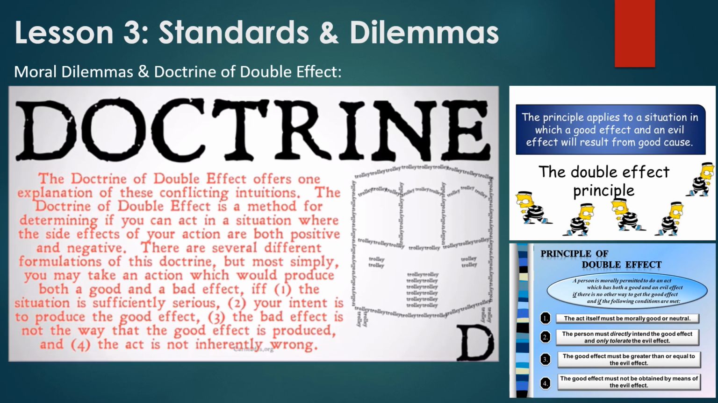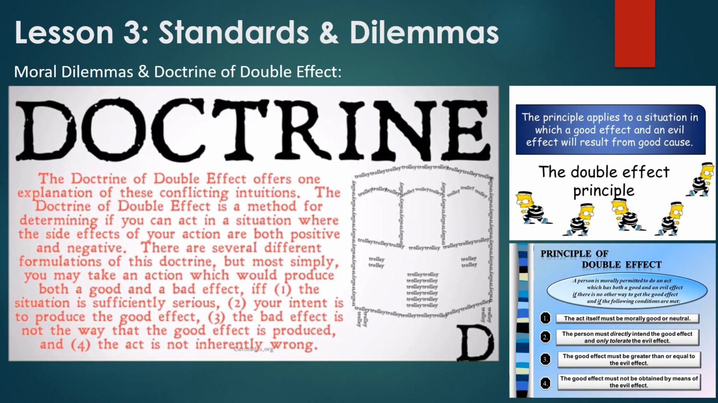The doctrine of double effect is a method for determining if you can act in a situation where the side effects of your action are both positive and negative. There are several different formulations of this doctrine, but most simply, you may take an action which would produce both a good and a bad effect if and only if the situation is sufficiently serious, your intent is to produce the good effect, the bad effect is not the way the good effect is produced, and the act is not inherently wrong. So basically, it has to be serious enough to justify having both a good and a bad effect.